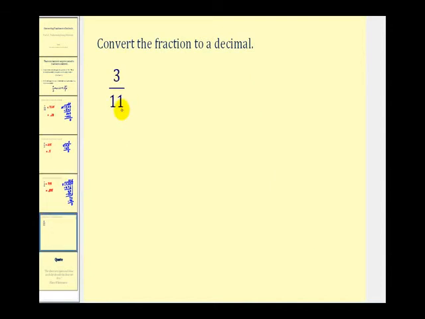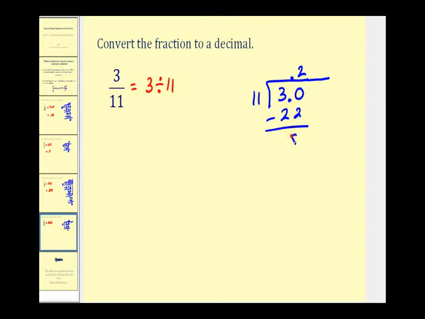Here we have 3/11. Again, this means 3 divided by 11. We'll set this up in long division form. 3 divided by 11. There aren't any 11s in 3, so we add our decimal point, move it up, start adding zeros. How many 11s are there in 30? That would be 2. 2 times 11 is 22. We subtract. That would be 8.